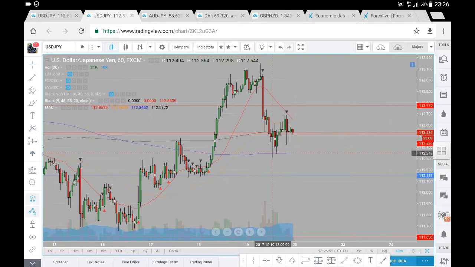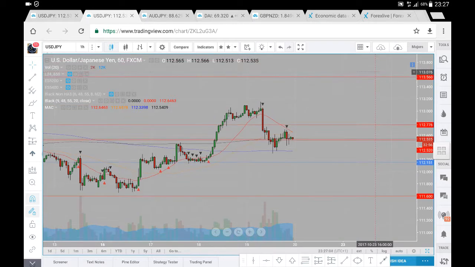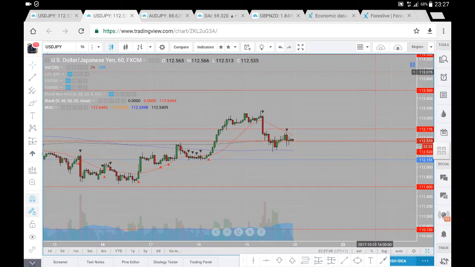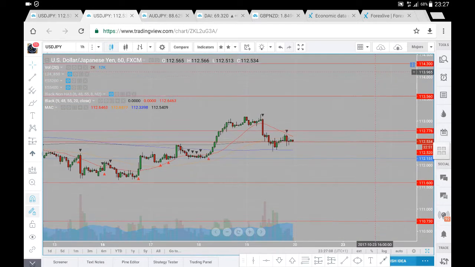If we do see bullish momentum, we'd likely see prices retest the 112.77, above which we'll be looking at 113 as being the most recent area we've had a sell-off. And the level above that, we'll be looking at 113.56. I can't imagine prices trading much beyond 113.56 on Friday the 20th.